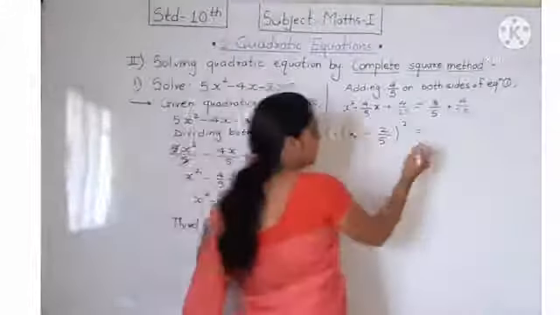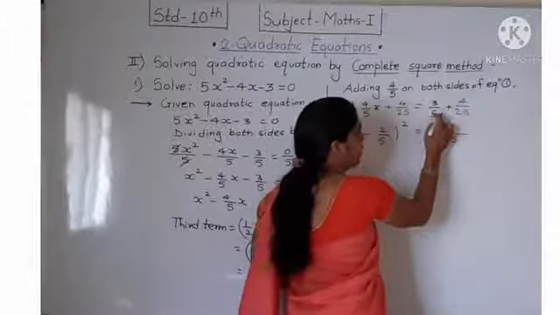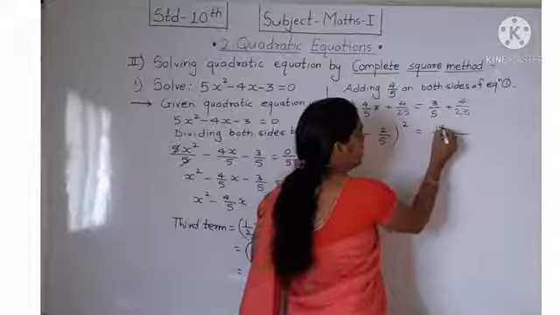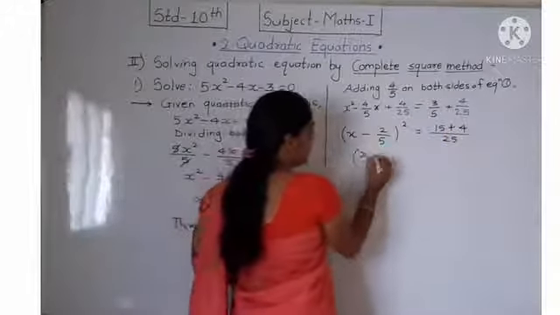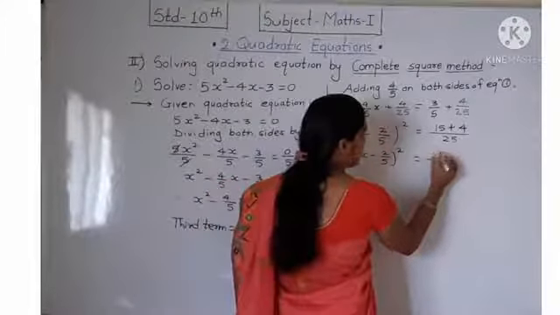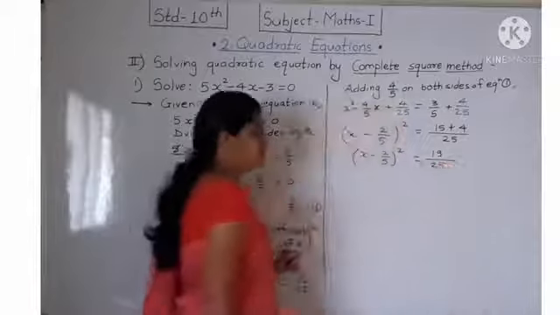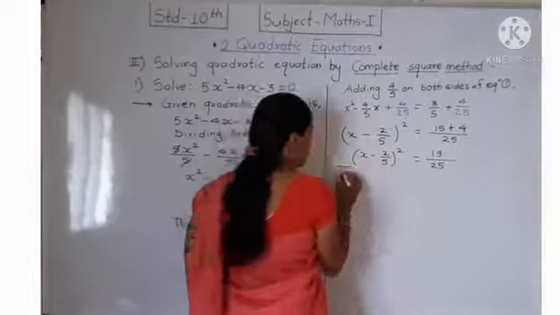Okay, and here simplify. Take LCM as 25. 5 5s are 25, 5 3s are 15, plus 4. So here it becomes x minus 2/5 bracket square is equal to 19/25. Okay, understand what we said? Now taking square root on both sides.